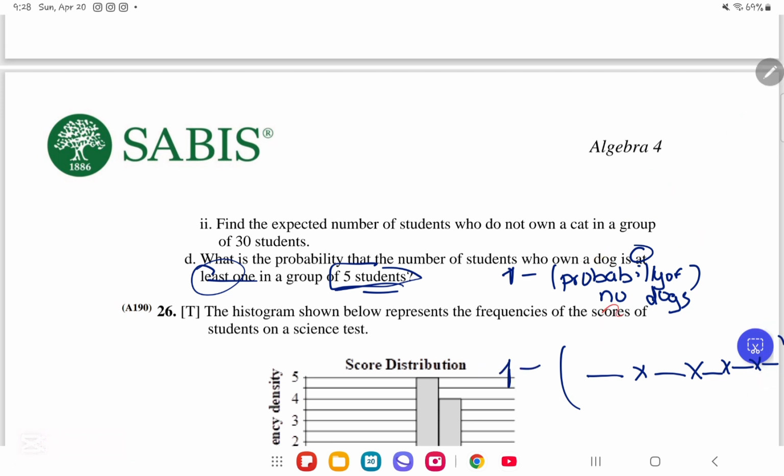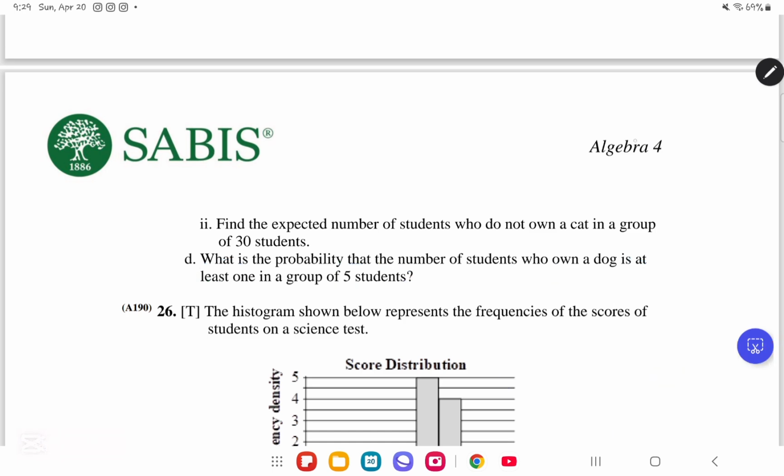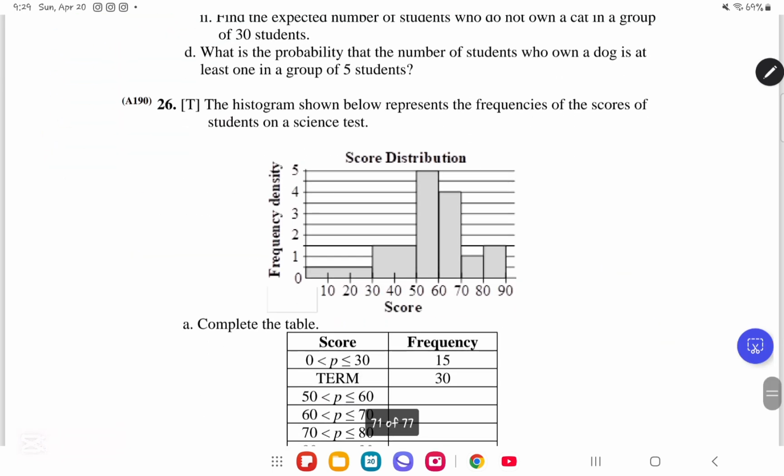The probability of not having a dog, 4/5 times 4/5 times 4/5 times 4/5 times 4/5. You put this on your calculator and you get that the probability that at least 1 person has a dog is 2101 over 3125. Okay, so that is it for question number 25. We move on to question number 26.